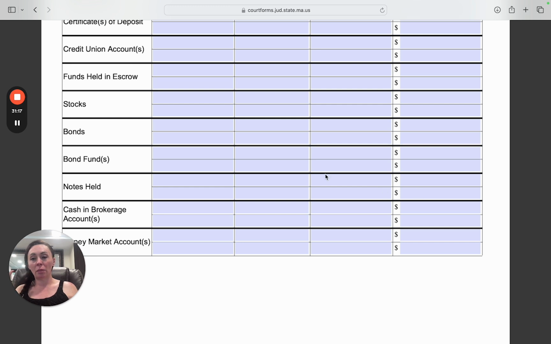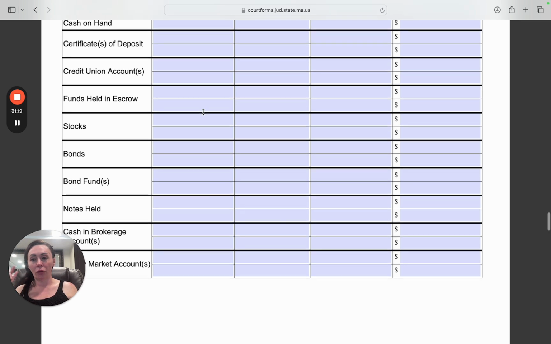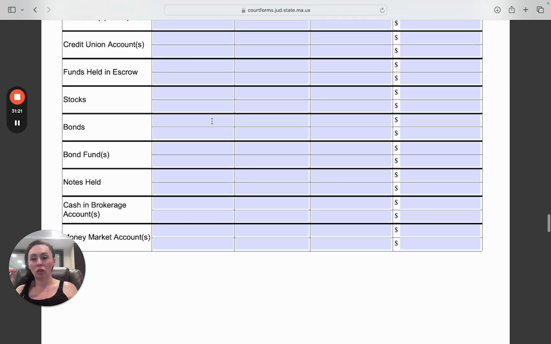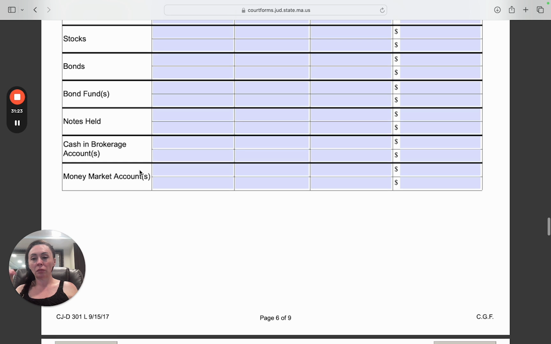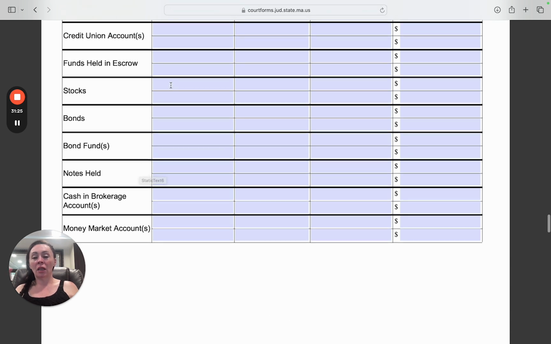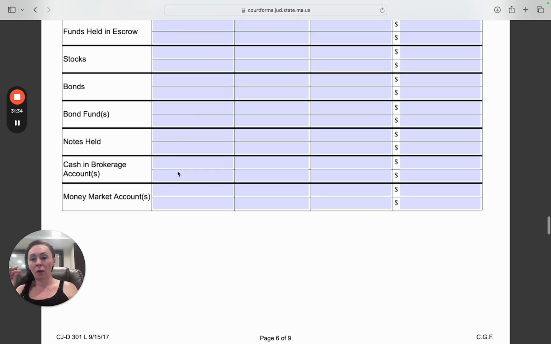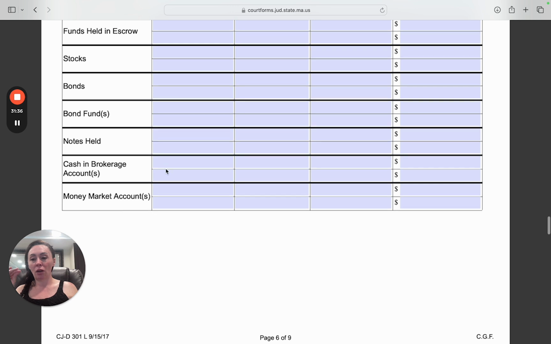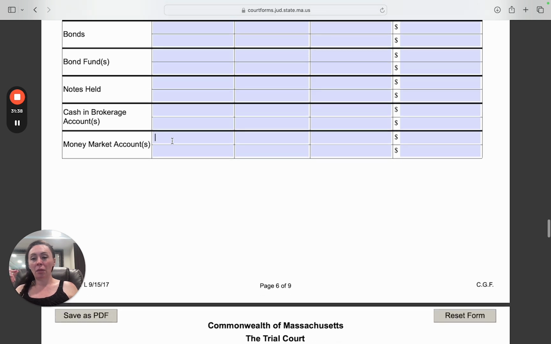Certificates of deposit, credit union accounts, funds held in escrow. Is there anybody holding money for you? Is there a bank holding money for you? That's not to be overlooked. Stocks, bonds, bond funds, so maybe Robinhood, E-Trade, if you've got any of those types of accounts, those get listed there. Cash and brokerage accounts, Schwab, money market accounts. If you've got questions about how accounts should be listed or go into these different buckets, check with your attorney.